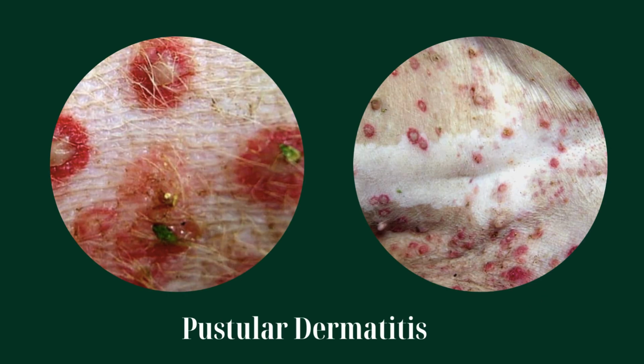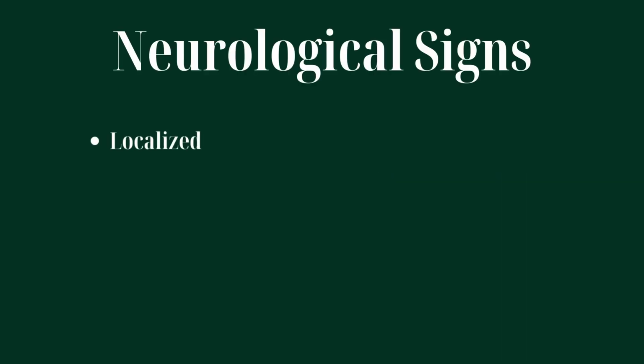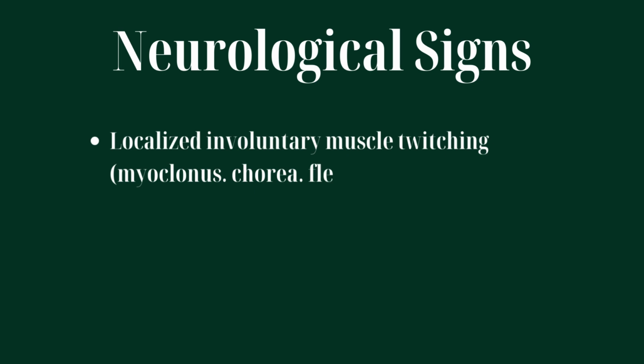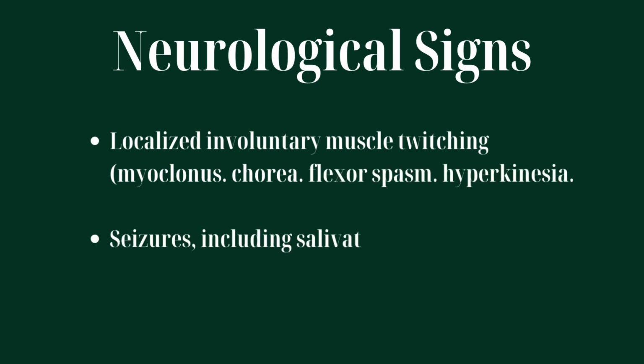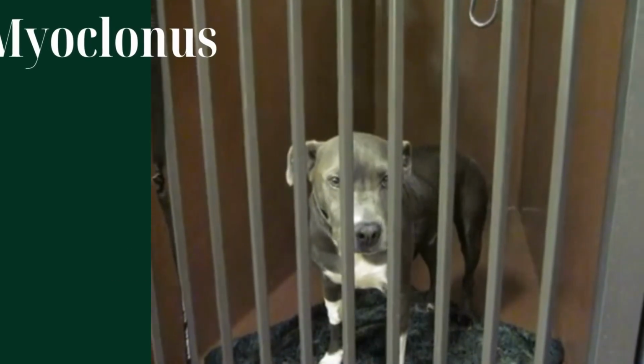Rarely, pustular dermatitis may be observed. Overall, a longer course of illness is associated with the presence of neurologic signs. Typical neurologic signs include localized involuntary muscle twitching, myoclonus, chorea, flexor spasm, hyperkinesia, and seizures, including salivation and chewing movements of the jaw, known as chewing gum fits.